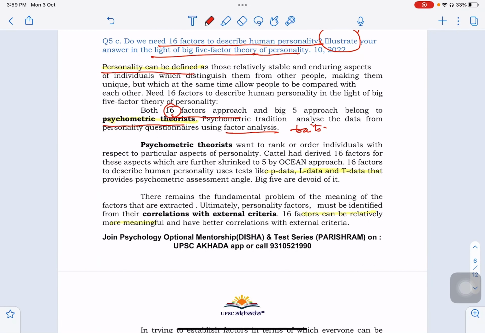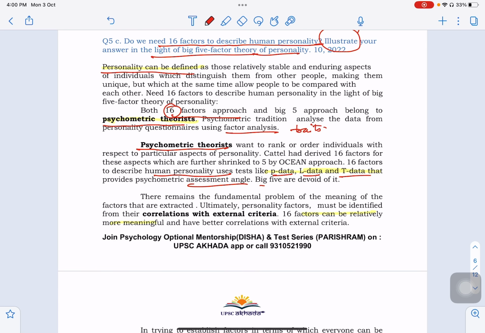like we can study personality from the 16 factor approach, and psychometric theorists like Cattell derived the 16 factors because it has surface traits and beneath them the 16 factors, and it uses different personality tests like P data, L data, T data. These are, you can say, simple questionnaires, interviews. So these are different methods used in these tests, and then the assessment of these 16 factors took place.